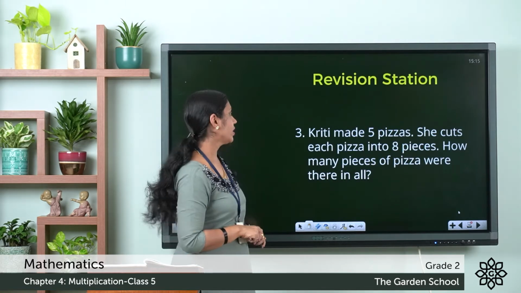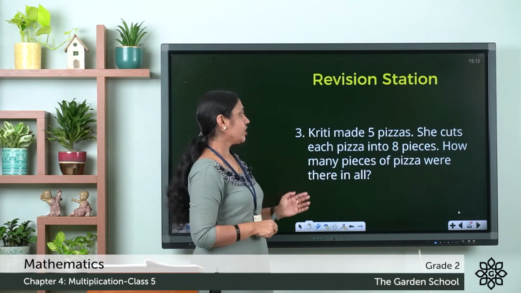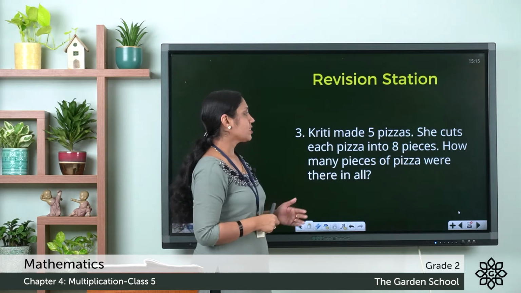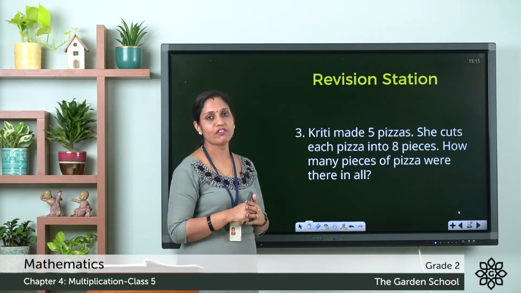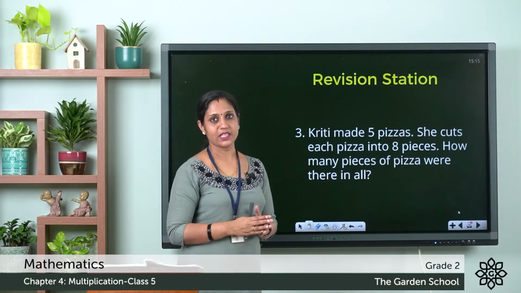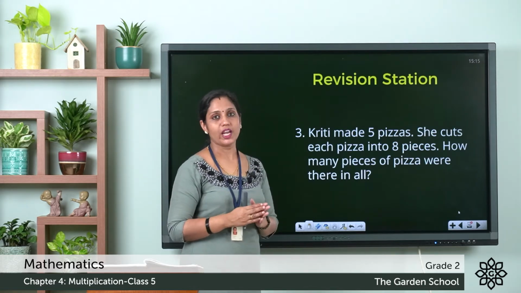Let's check the next question. Kriti made 5 pizzas. She cuts each pizza into 8 pieces. How many pieces of pizza were there in all? So here Kriti made 5 pizzas. How many pizzas did Kriti make? She made 5 pizzas. And what did she do? She cuts each pizza into 8 pieces.